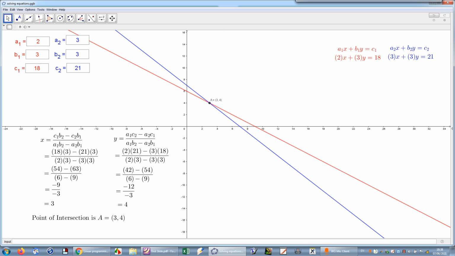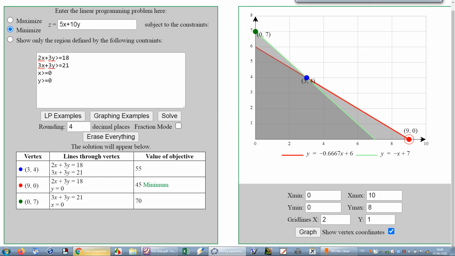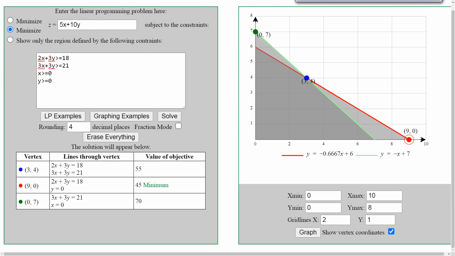Let us come back to the linear programming problem. The remaining vertex has coordinates 3, 4 as we have seen. So A has coordinates 3, 4, B has coordinates 0, 7, and C has coordinates 9, 0. This is the third step. Now the fourth step is the last step.